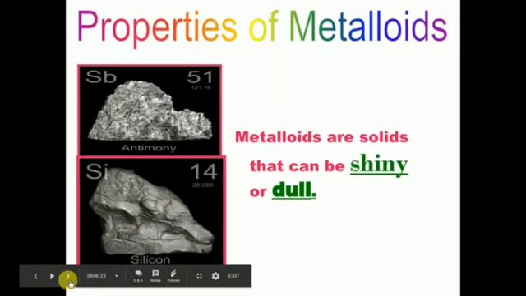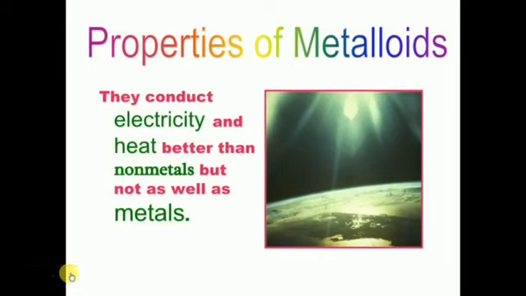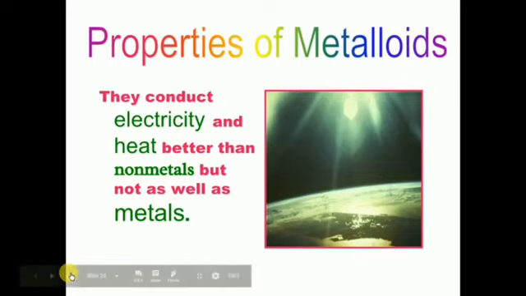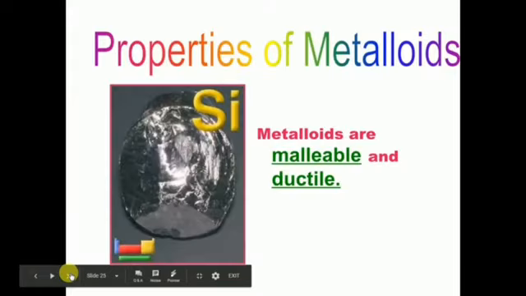Metalloids are solid and can be both shiny as well as dull. Like antimony with symbol Sb is shiny and silicon is dull, and both are metalloids. We have several other metalloids too, which are used for industrial purposes on a large scale. Metalloids do conduct electricity and heat better than nonmetals, but they can't be compared to the metals' efficiency in conduction of heat and electricity.